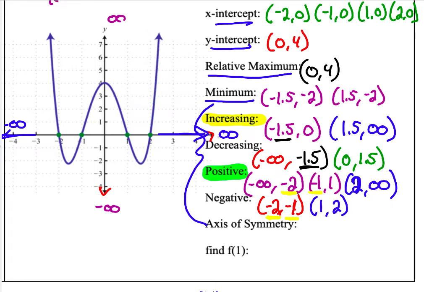Now we want the axis of symmetry. So axis of symmetry is basically splitting it down the middle, so we would have two equal parts. Well, in this case, if I were to split it right down along the y-axis, I would perfectly split that graph in half. They would be equal halves. So the line that I just shaded goes through x of 0, so my line of symmetry is x equals 0.